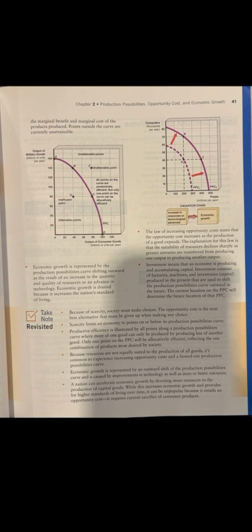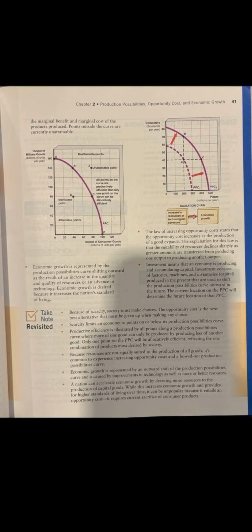Take note. Because of scarcity, society must make choices. The opportunity cost is the next best alternative that must be given up when making any choice. Scarcity limits an economy to points on or below its production possibility curve.